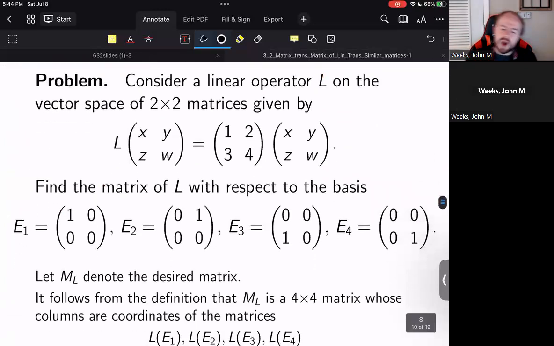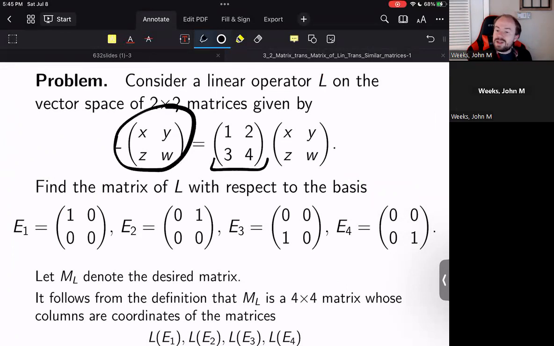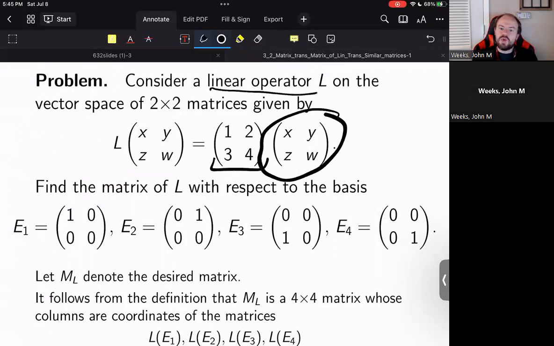Let's consider a linear operator on the vector space of 2 by 2 matrices given by, well, we already have a matrix operator going on here. L is a linear operator, so it can be written in terms of a matrix. We have a 4-dimensional space in terms of the 2 by 2 matrices that we're beginning from, and we end up in the same space. Remember, linear operator means you go from one space to the next, and it's exactly the same.